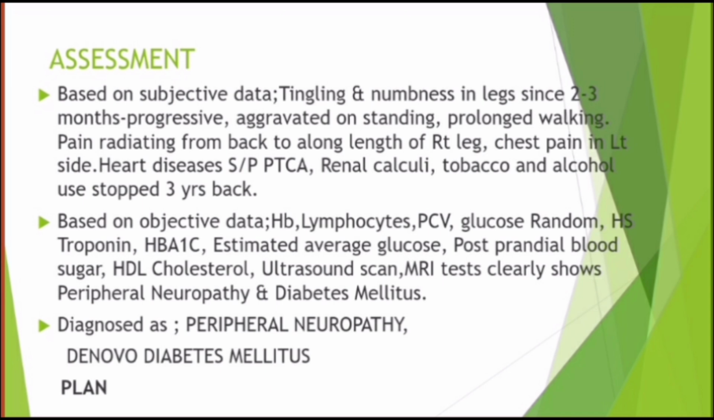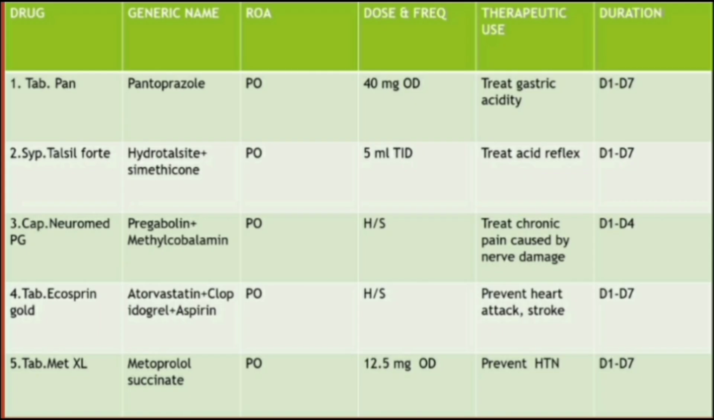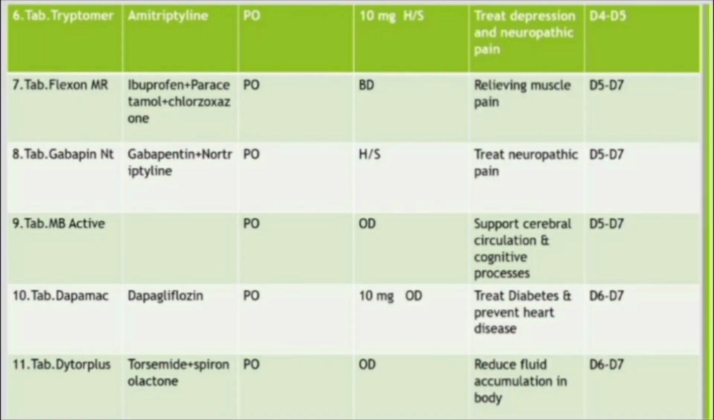Based on objective data, hemoglobin, lymphocytes, glucose random, HS troponin, HbA1c, estimated average glucose, postprandial blood sugar, HDL cholesterol, MRI, ultrasound scan clearly show peripheral neuropathy, diagnosed as peripheral neuropathy and de novo diabetes mellitus. Plan: based on subjective and objective data, the patient was diagnosed and the physician prescribed the drugs to treat these conditions.